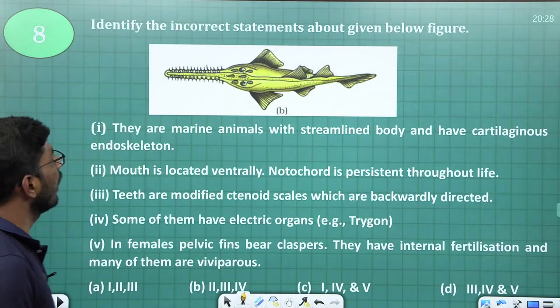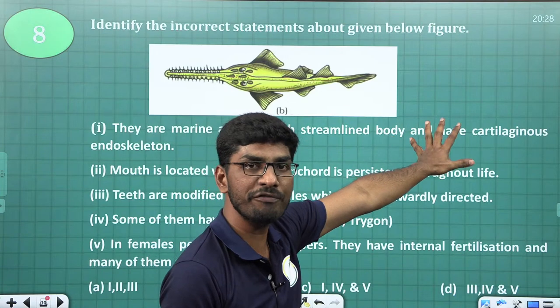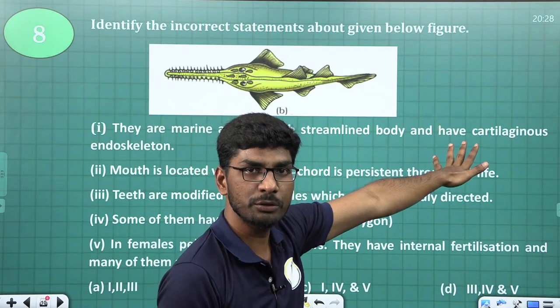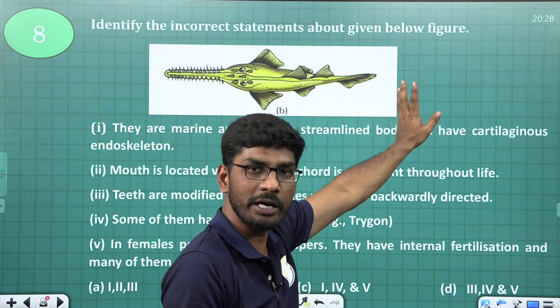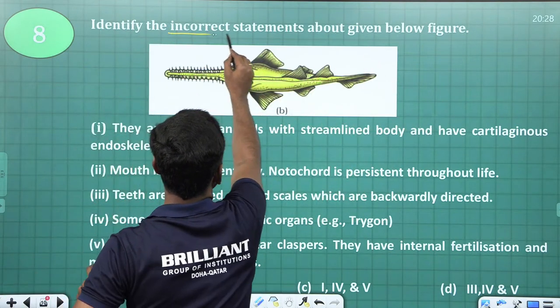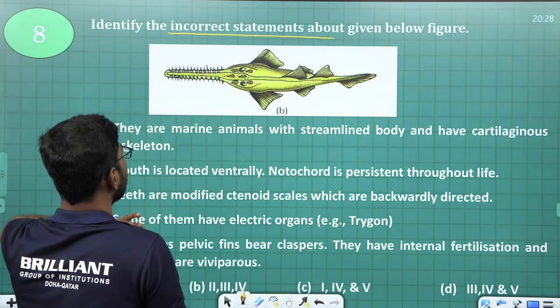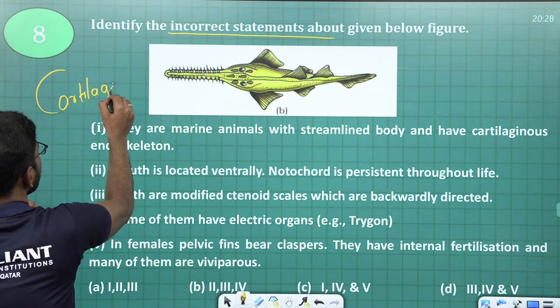Question number 8. This is actually cartilaginous fishes. Sawfish. Cartilaginous fish. Two diagrams are given. One is called Scoliodon, dogfish. One is called Pristis. Okay. This is a sawfish. Look at it. Identify the incorrect statement about this type of fishes. I'm writing here, it is cartilaginous fish, Chondrichthyes fish.